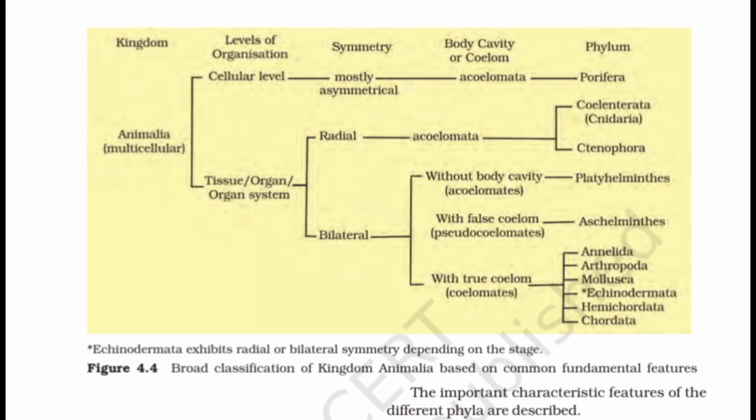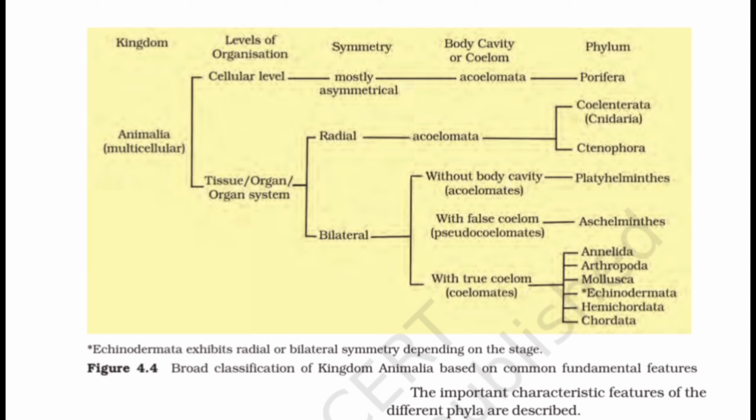With organ system level of organization, bilateral symmetry without body cavity, acoelomate is Platyhelminthes. And from the organ system level of organization with bilateral symmetry with false coelom is Aschelminthes with pseudocoelomates. With true coelom or coelomates: Annelida, Arthropoda, Mollusca, Echinodermata, Hemichordata and Chordata.